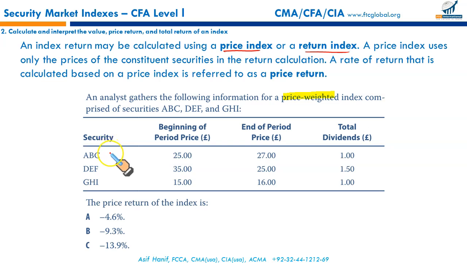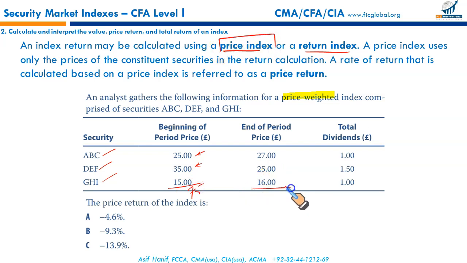Let us see what's the price index. Look at, these are the constituent securities, A, B, C, D, E, F, and G, H, I. An analyst gathers the following information for a price-weighted index comprised of these securities. These are the prices of securities 25, 35, and 15. If you add all these, the total of these securities 25, 35, and 15 is 75. Right? We're talking about the price index now.